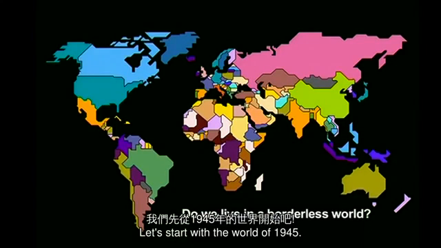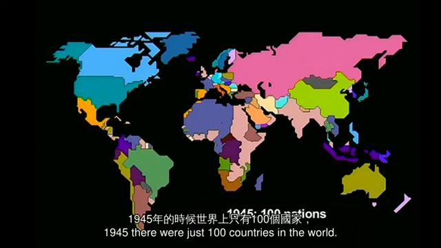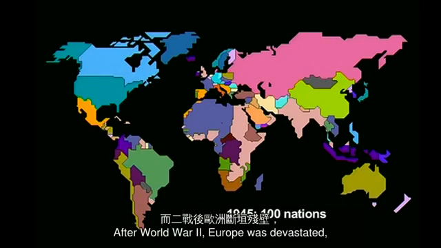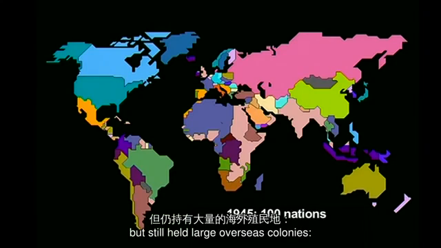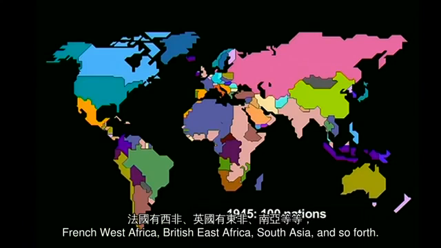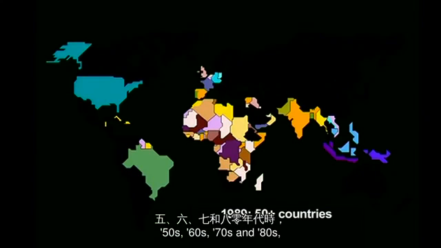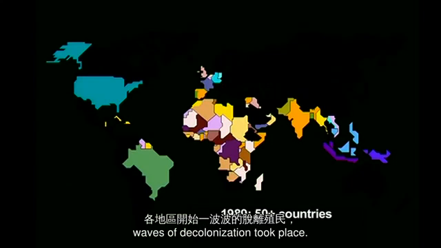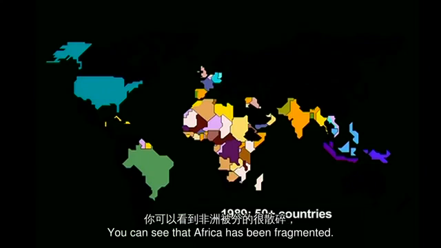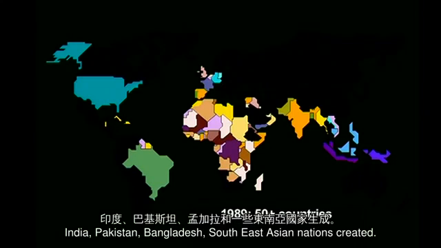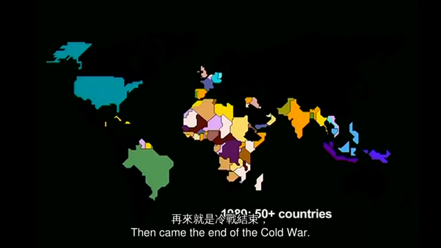Let's start with the world of 1945. In 1945, there were just 100 countries in the world. After World War II, Europe was devastated, but still held large overseas colonies: the French West Africa, British East Africa, South Asia, and so forth. Then, over the late 40s, 50s, 60s, 70s, and 80s, waves of decolonization took place. Over 50 new countries were born. You can see that Africa has been fragmented, India, Pakistan, Bangladesh, Southeast Asian nations created.